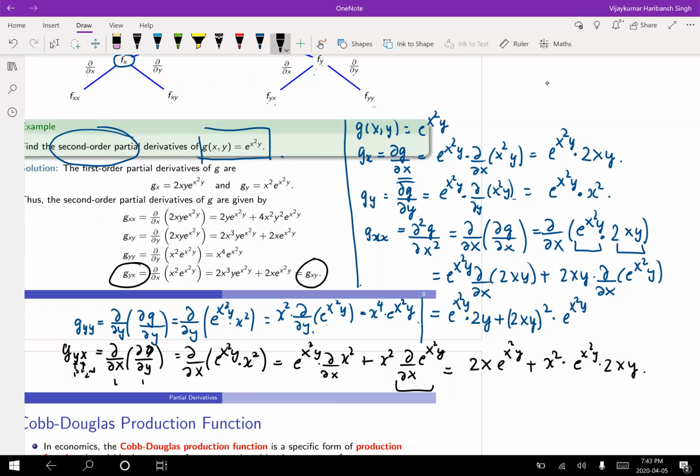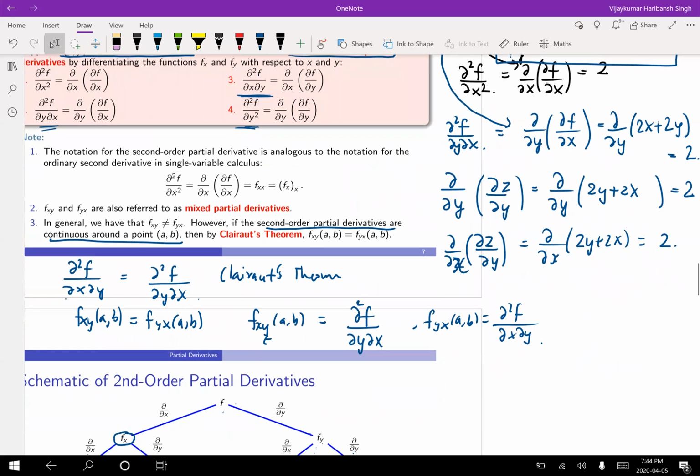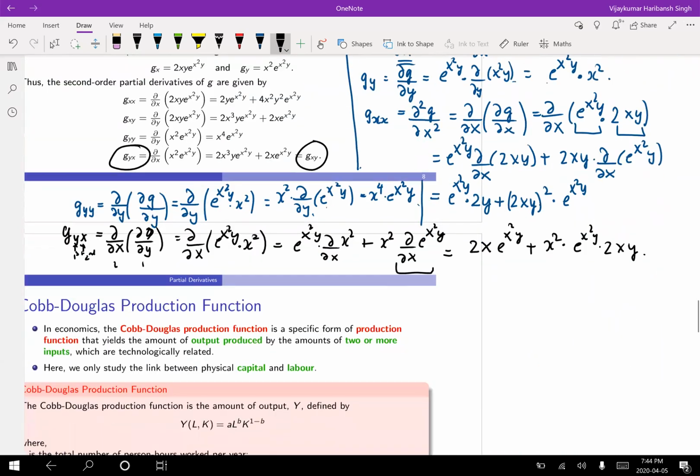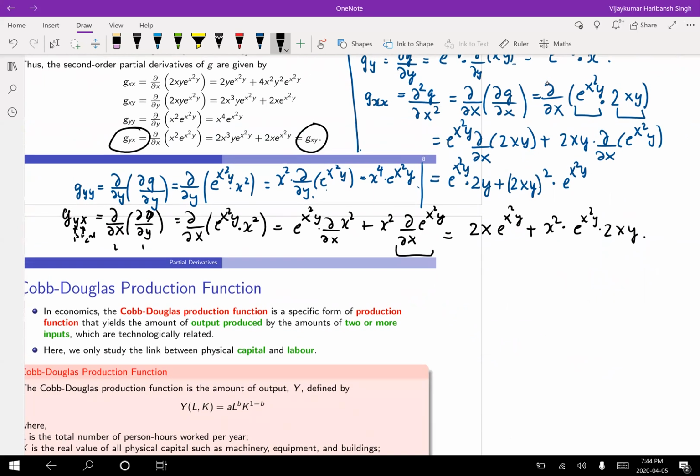All right, so it fails very rarely, particularly when the second order partial derivatives are not continuous around (a, b), then Clairaut's theorem will not hold. But otherwise, Clairaut's theorem always holds, right? So yeah, it helps us to simplify the computation.